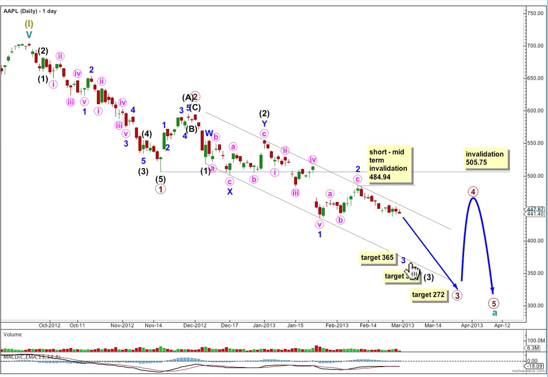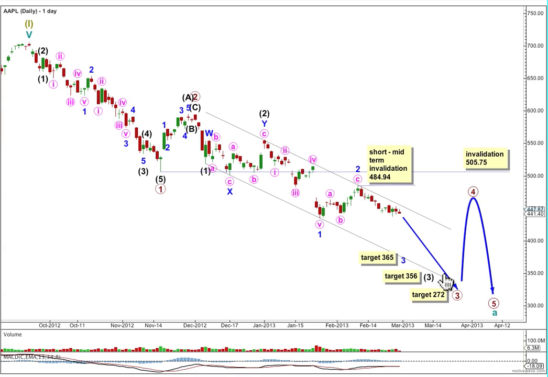At 365, minor wave 3 will reach equality in length with minor wave 1. Intermediate wave 3 will reach 2.618 the length of intermediate 1 at 356. And primary wave 3 will reach 1.618 the length of primary 1 at 272.